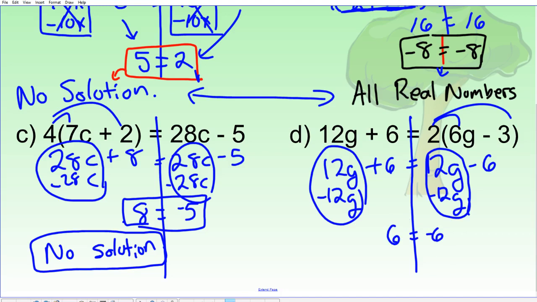Now here, I have 6 equals negative 6. A lot of people forget about this negative, and they just bring down 6, and they go, it's all real numbers. No, it's not. This is a positive 6 on one side equaling a negative 6 on the other. This is no solution. These are not equal to each other. Positive 6 is not the same thing as negative 6, so there is no solution.